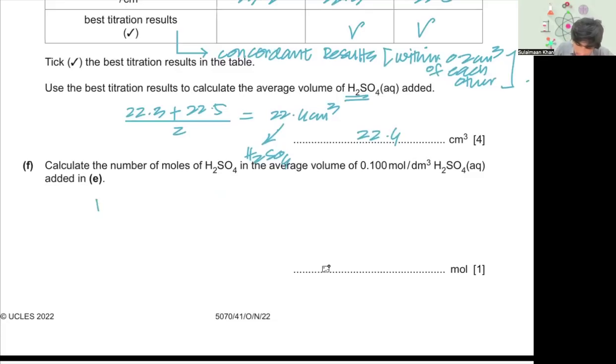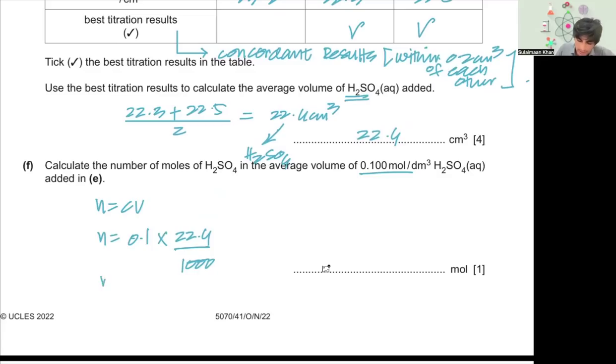Calculate the number of moles. n is equal to CV. Sir, we have to find the moles. The concentration is 0.1, he's even given it to you, he's been nice enough to give it to you here. Multiply by volume 22.4 divided by 1000. Why divided by 1000? Because that's in cm cube and you want it in dm cube. So divide by 1000.